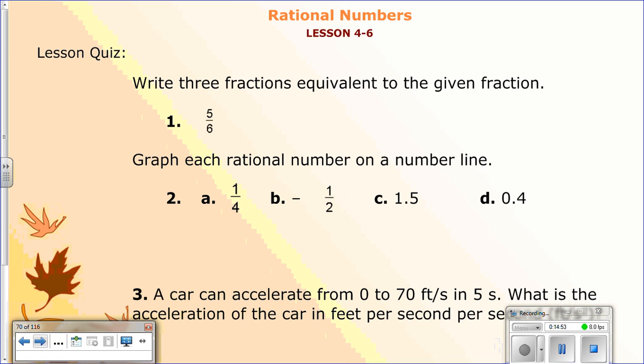All right, and that brings us to the end of our lesson. So in tonight's lesson, we looked at rational numbers and how we could make lists by doing equivalent fractions, graphing them and ordering them, and finally simplifying fractions in order to simplify.